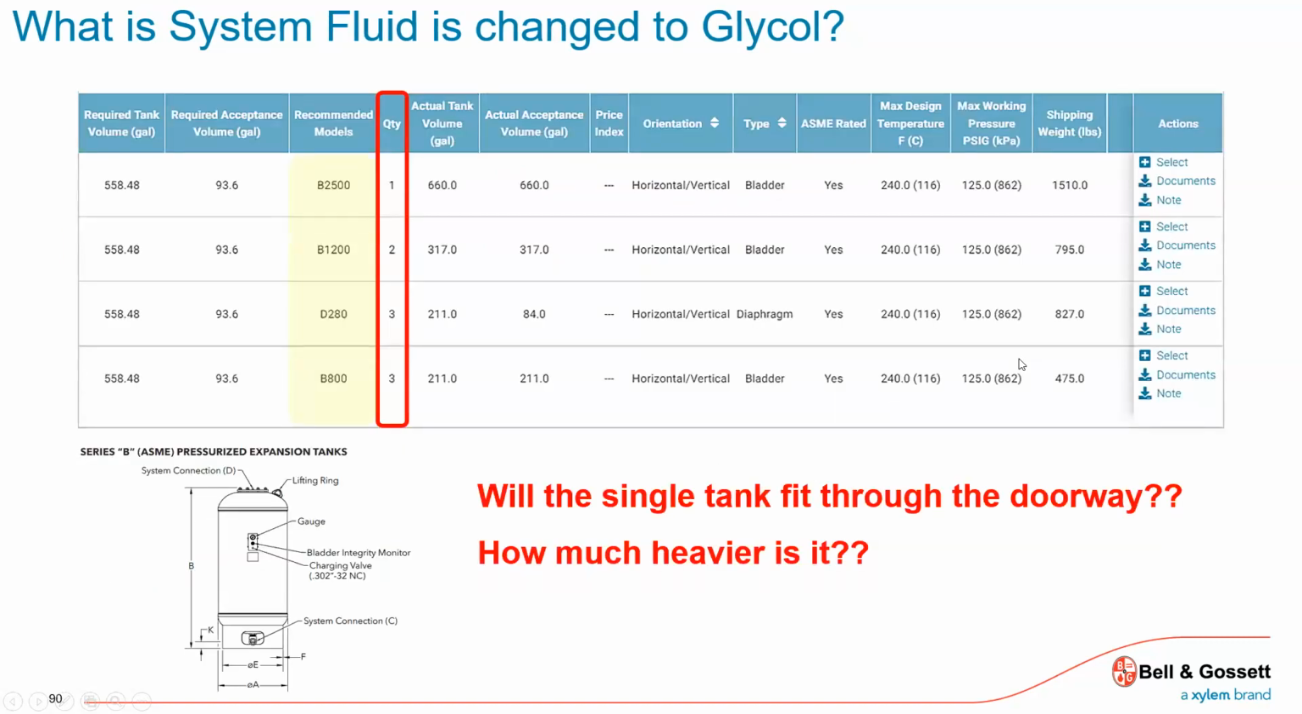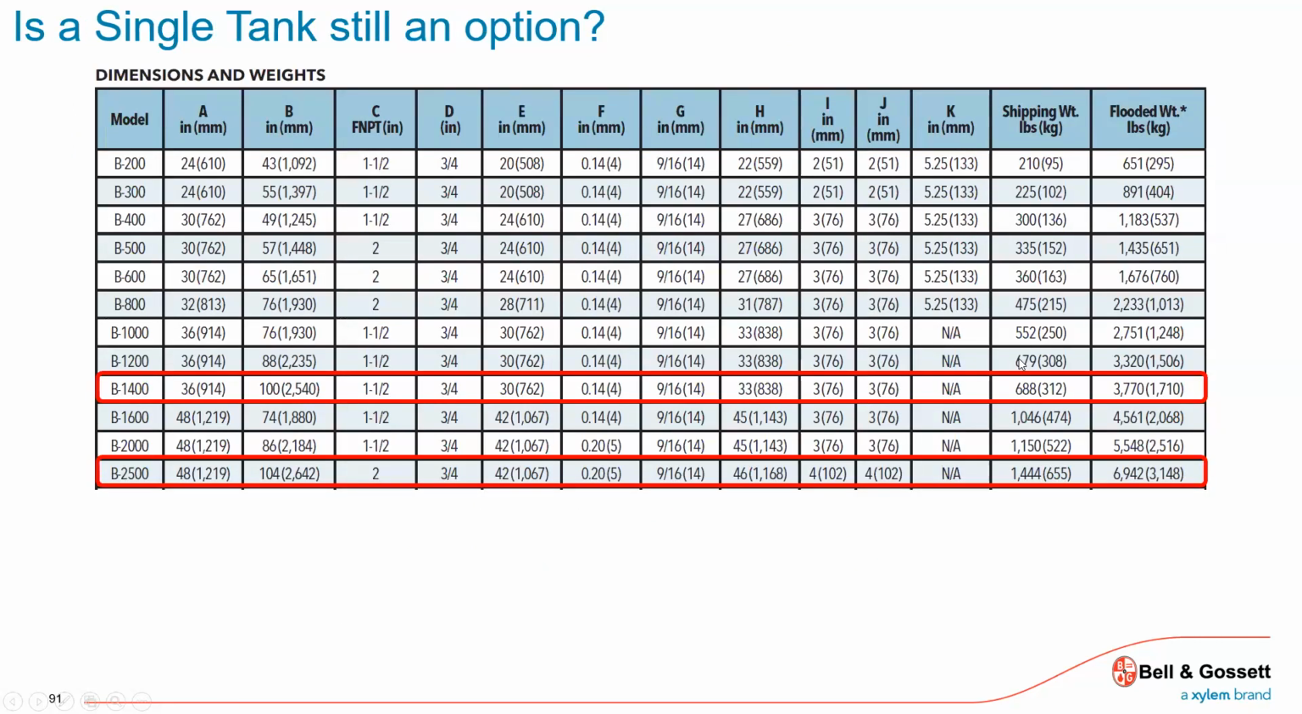So then when you select it, you say, oh, look at that. I'm going to a B2500 if I went with one tank, or a B1200 with two tanks, or 3 of those 280s. So some of the questions that might come up, we already started talking about: will a single tank fit through the doorway? How much heavier is it? So you start getting into shipping weights and what we're wrestling with. Just things to be aware of.